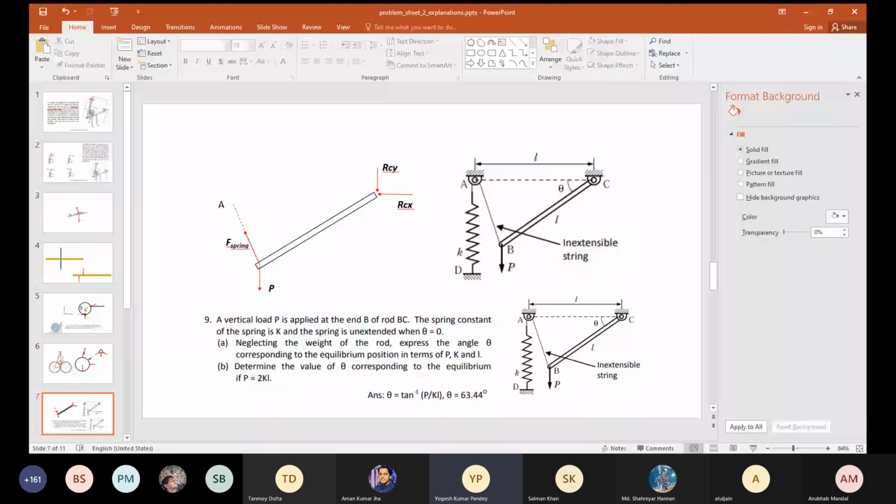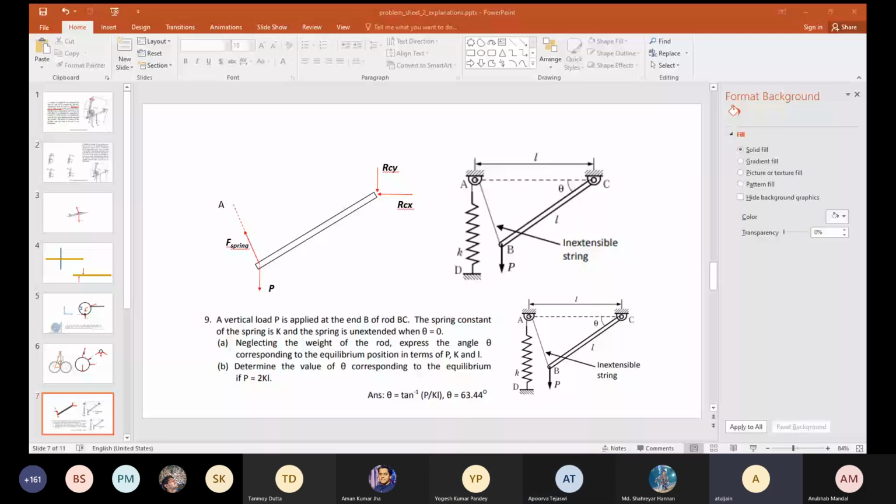Sir, do we need to draw a perpendicular from B to AC, consider the angle as alpha, with A, B and some point M, and then derive from alpha? Do we need this? I don't think so. As I said, I just took moment about point C, and my equation was very simple. It is P into L cos theta minus F spring into L cos theta by 2 is equal to 0. That's it. Very straightforward.